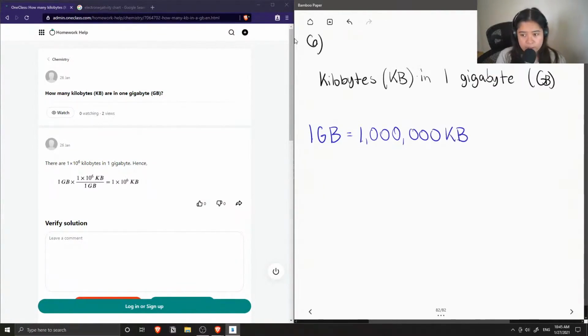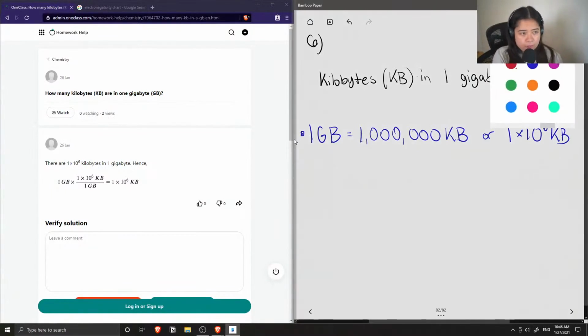Okay, so we can write it like this, or we can write it in scientific notation, where it's 1 times 10 to the 6 kilobytes. And we know this because of the prefixes kilo and giga.